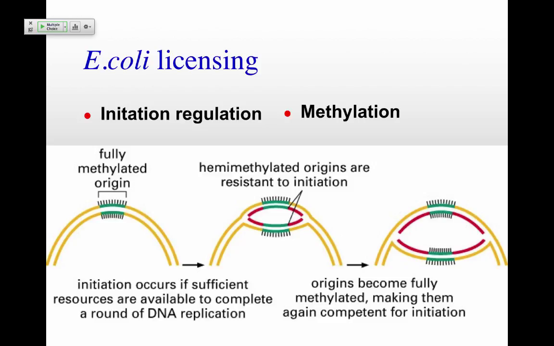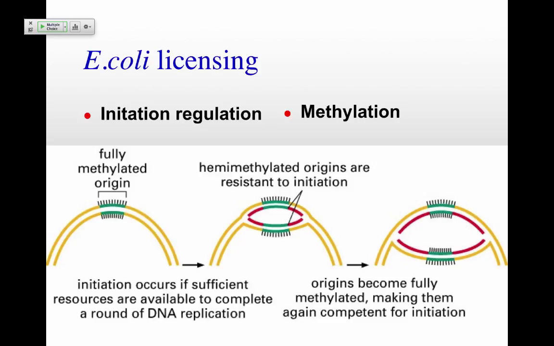And so this is true for ORCs too. We'll talk about this a little bit later on. But that DnaA complex needs to recognize DNA which hasn't been replicated yet. How does it do that? It turns out that DNA in E. coli is methylated. And that methylation happens on the DNA, usually in the major groove of the DNA. That methylation happens well after replication takes place.